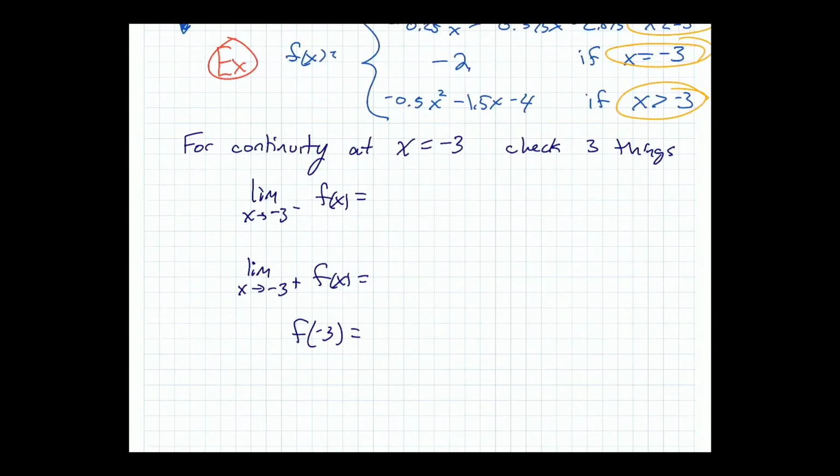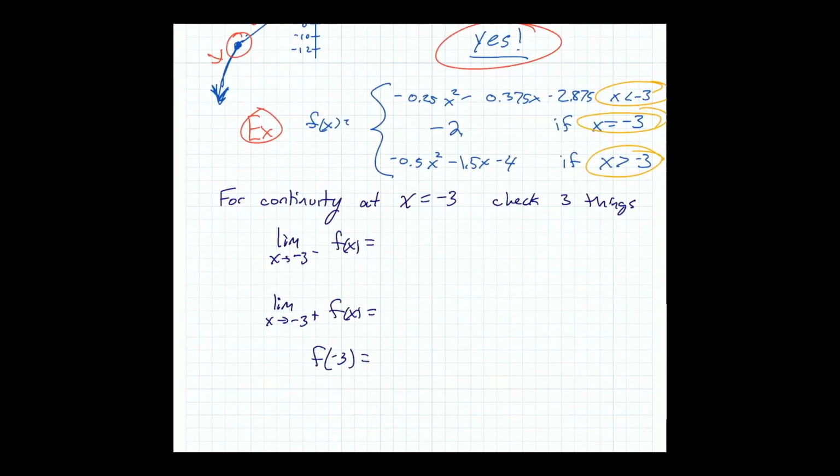Now f of minus 3 is going to be the easiest here. So if we look at that function and say, what's f of minus 3? Then you should be able to figure out right away that you're just looking right there, right? So it's just a minus 2. So that's easy. Now what about the other two things? For the other two things, you actually have to work out a limit.